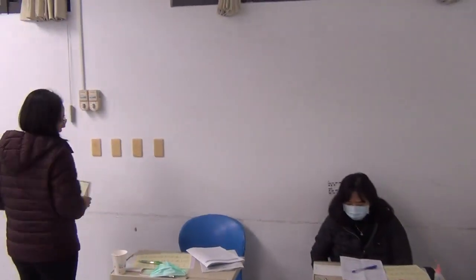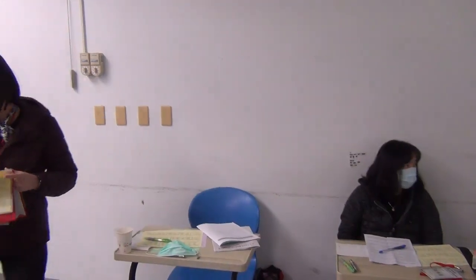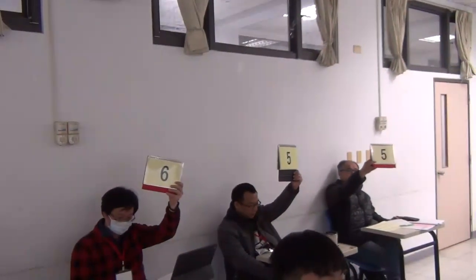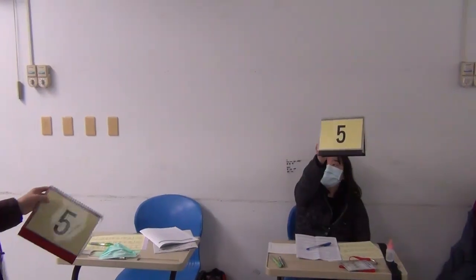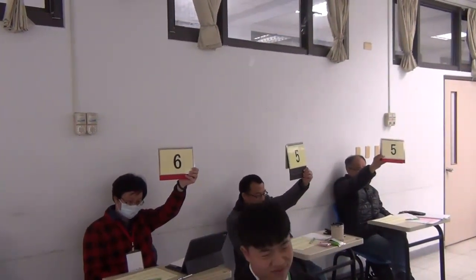The score for the reporter: 66764. Now the score for the opponent: 55655. Score for the reviewer: 55655.